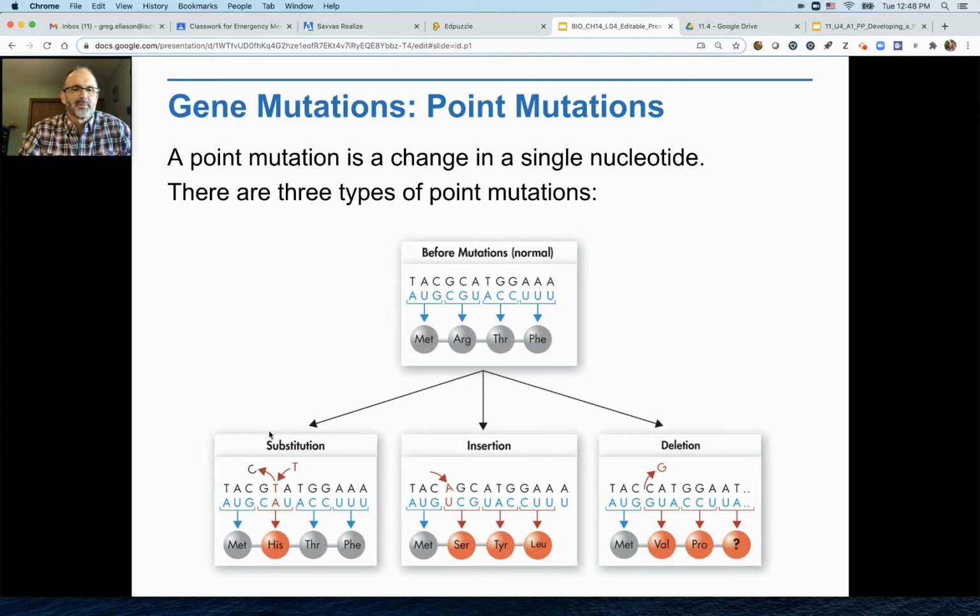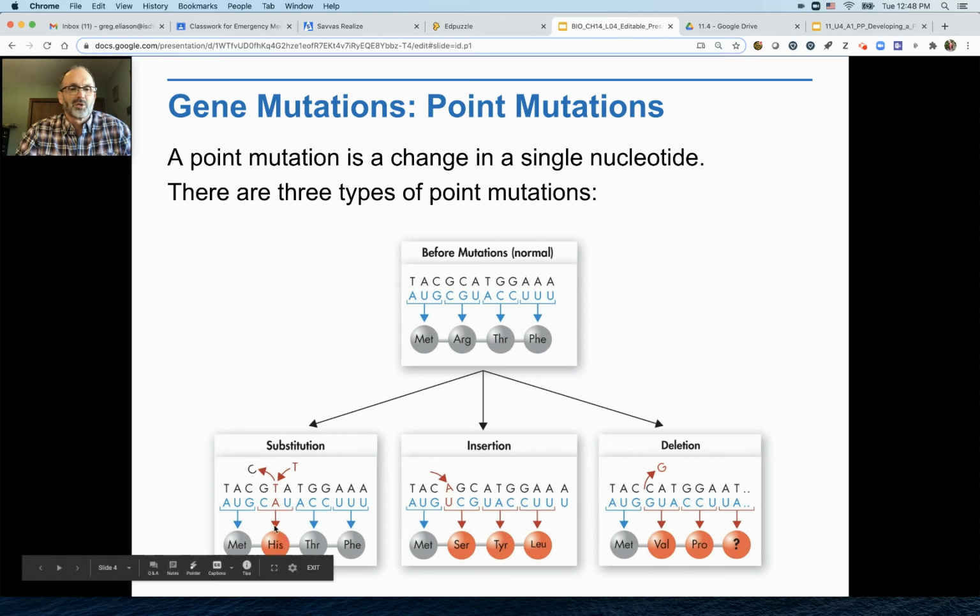We have a substitution mutation. So originally, this had a C here. So originally it was CCA. The C was substituted by a T, so now we have GTA. Okay. So the corresponding RNA code that comes off of there will be a CAU. Originally, because you had a C here, it would have been a CGU.